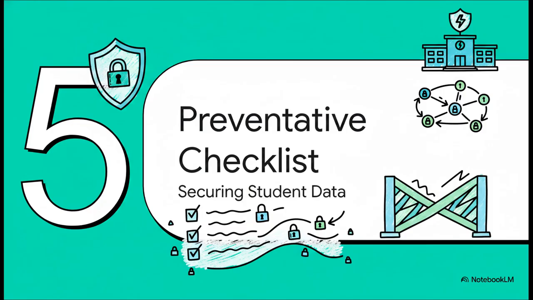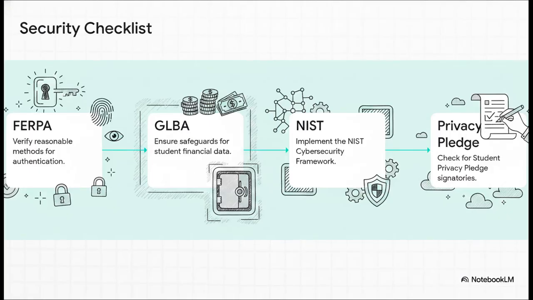Which brings us to Part 5, the preventative checklist. To wrap up our case, we really need to synthesize our findings into a preventative study guide. Think of it as a checklist to stop future breaches from happening. Schools absolutely must follow these essential steps to protect the massive troves of sensitive data they hold. Step 1, you've got to use what FERPA calls reasonable methods to verify identity. We're talking PINs, personal security questions, or even biometric indicators.